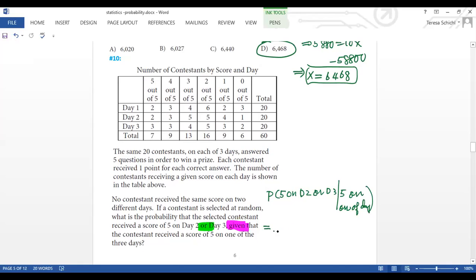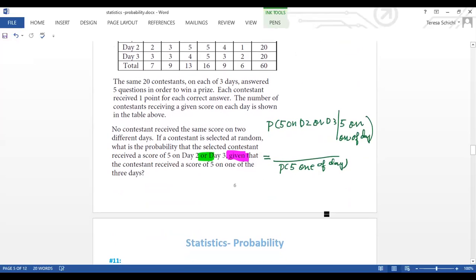So probability of 5 on one of the days. What does that mean, one of the days? That means it could be day 1, could be day 2, could be day 3, right? And the event here is a 5 on day 2 or day 3.